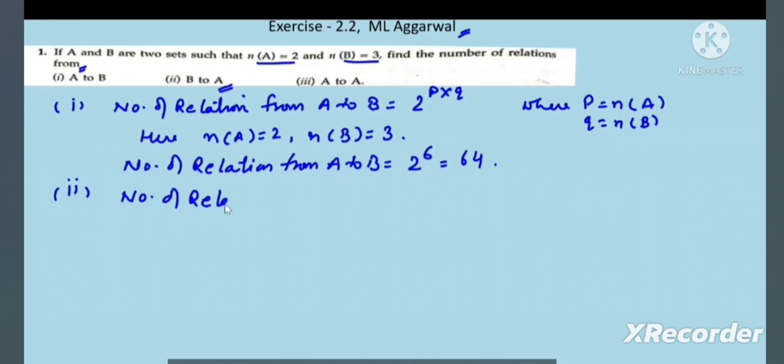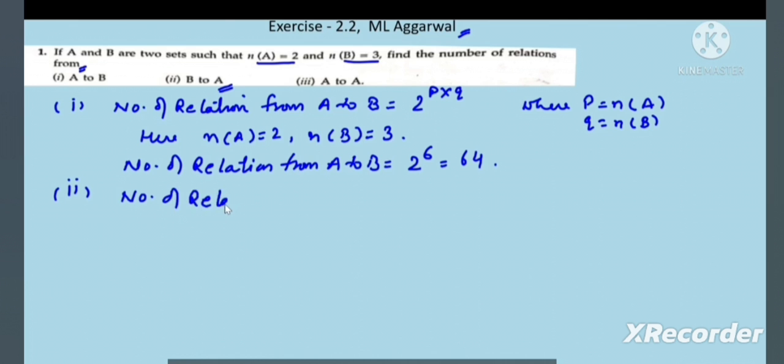where P is the number of elements in the set A and Q is the number of elements in the set B. Here what we find is it is given that n(A) is 2 and n(B) is 3. Therefore the number of relations from A to B is 2 to the power of 2 into 3, that is 2 to the power of 6, which is 64.